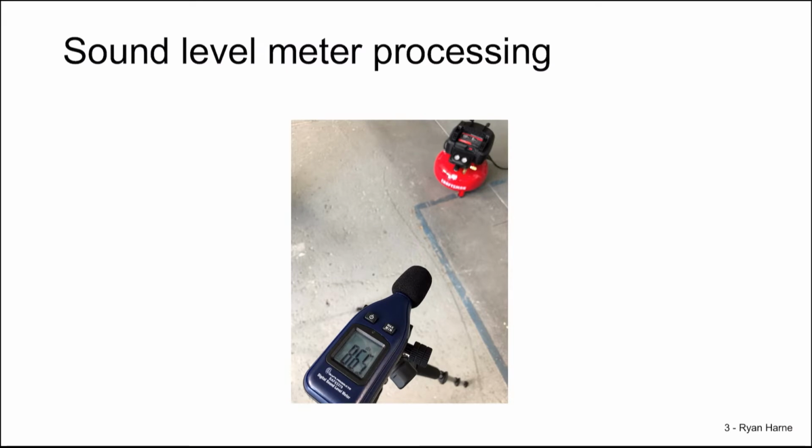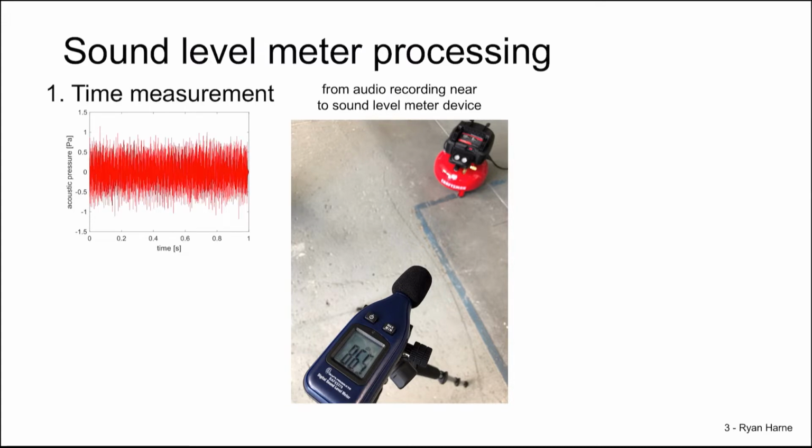So what does our sound level meter do when it is listening to the noise of a sound source? Let's take this example. We have a red Craftsman air compressor. A sound level meter and microphone are positioned next to each other. The sound level meter reports 86.5 dBA. The sound level meter generates that number first by recording the time domain of acoustic pressure. Let's use a 1 second increment, for example.